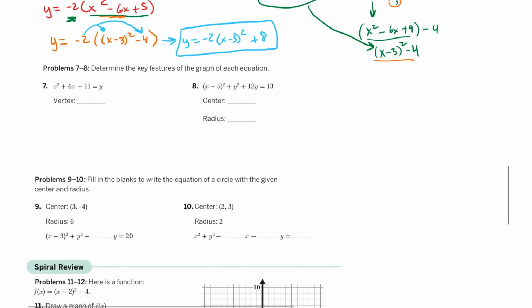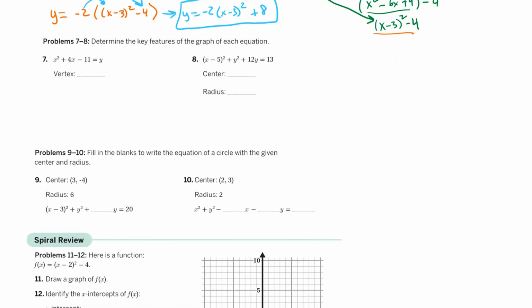Problem 7 and 8, determine the key features of the graph of each equation. So in this case here, it's a parabola, so we're looking for the vertex. So I'm just taking this right here, let's do it in purple here, and I am going to put it in vertex form using what we know about completing the square.